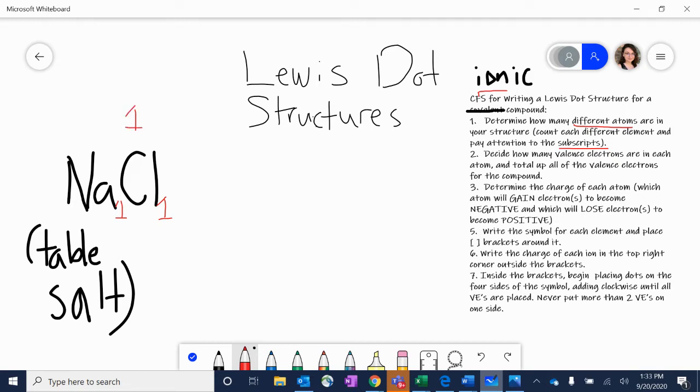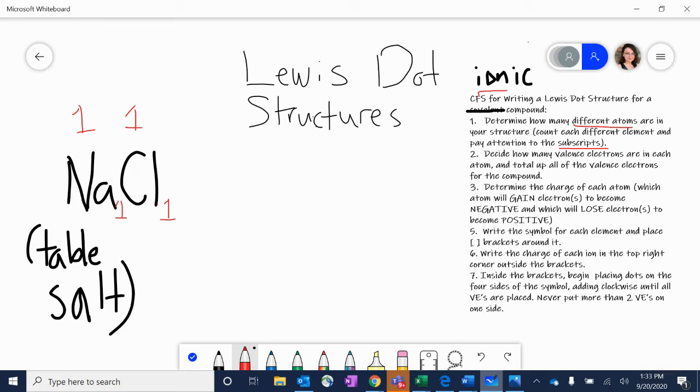So we have one chlorine atom and one sodium atom, right? If this was some other compound and we saw a subscript of 2, that would mean we had 2 chlorine atoms. So that's what that would look like. But in our case, we have some invisible subscripts here, which means we have one of each atom.